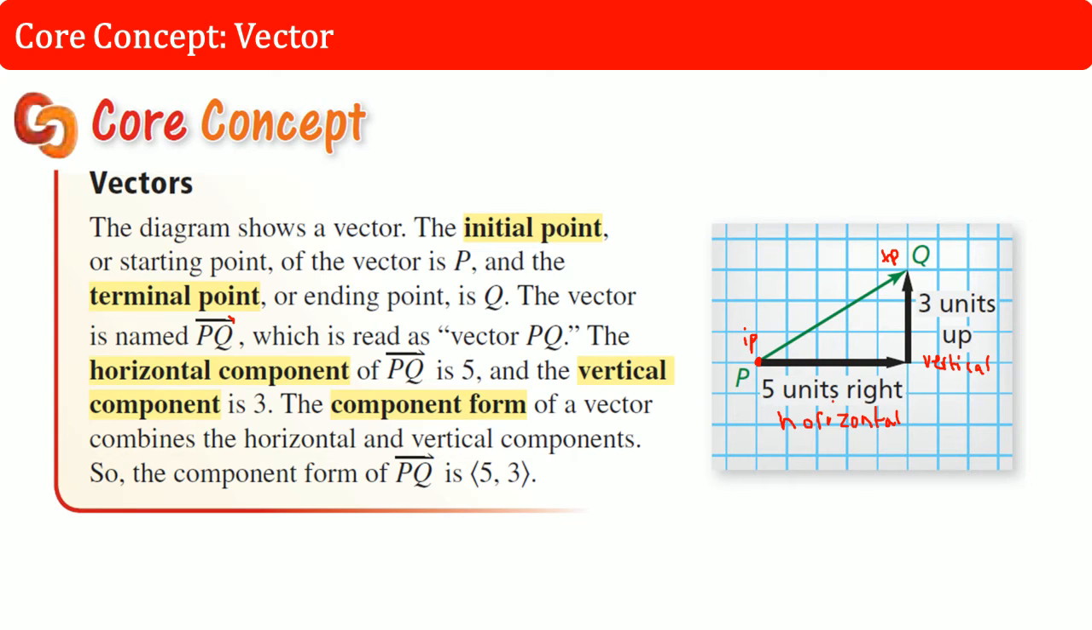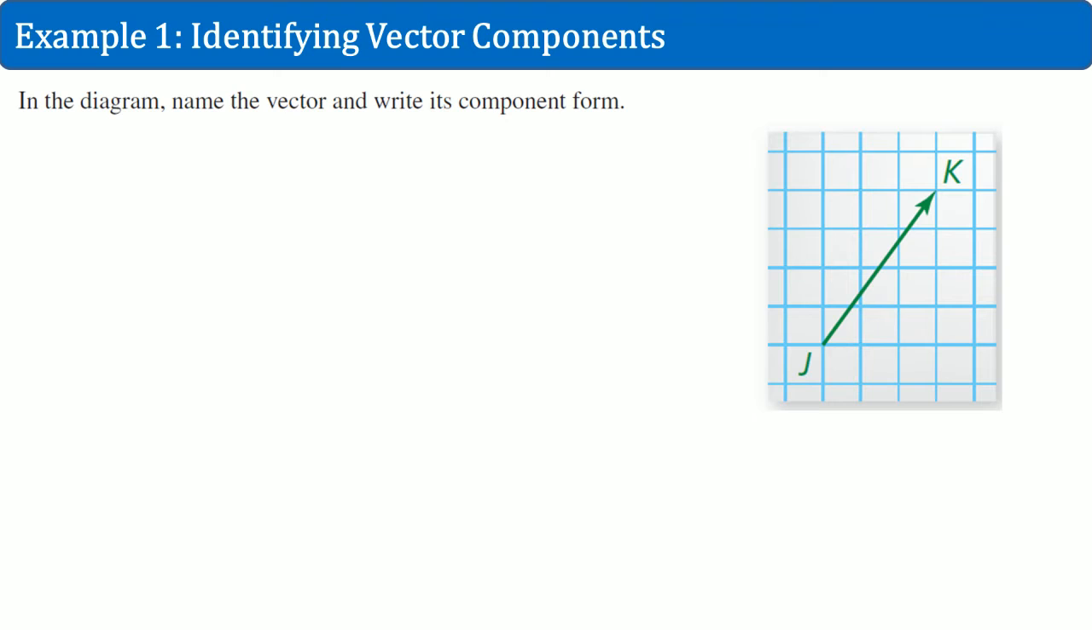If you would like to see this in the component form of the vector, you might see it as this. They have these brackets here, and the first part is your horizontal part, which here is 5, comma, and 3 is your vertical part. The first example, you are going to identify the vector component in this diagram. You're going to name the vector and write down its components.